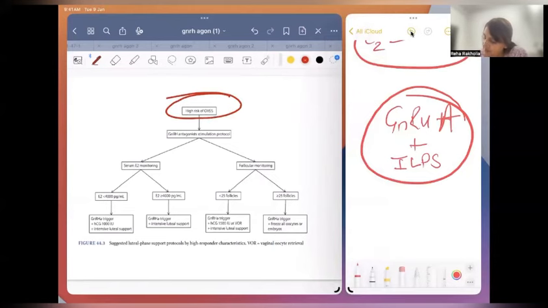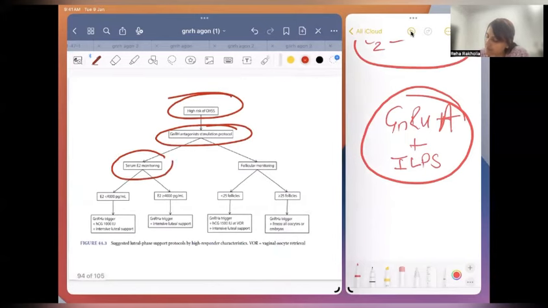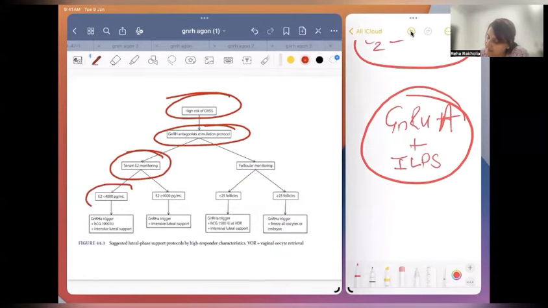High risk OHSS, GnRH antagonist stimulation protocol. First, we'll monitor serum estradiol level. If it's less than 4,000, what do we need to do? We need to add HCG.